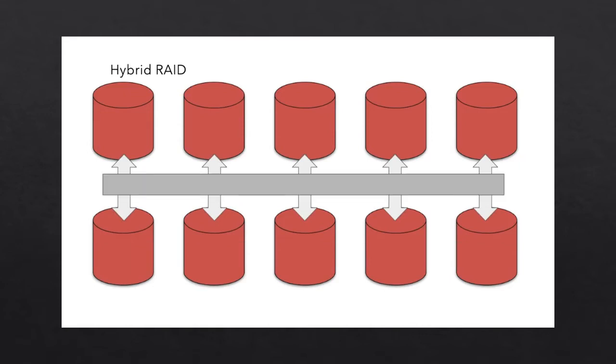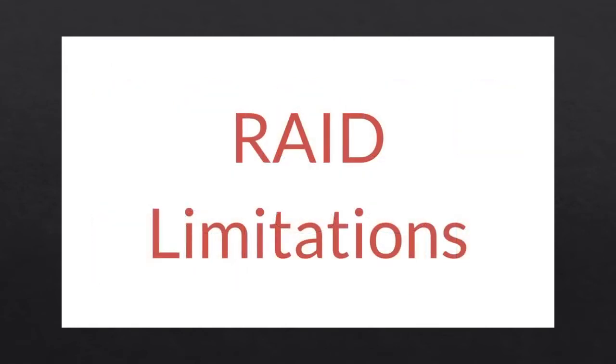Both of these give us the benefits of RAID 0, which is performance, and RAID 1, which is protection from disk failures. And it doesn't end there. There are other advanced RAID models like RAID 5 plus 0 and RAID 6 plus 0, which stripe data across multiple RAID 5 or RAID 6 volumes. Now that we've taken a look at how RAID protects data, it's also time to consider the limits of RAID.